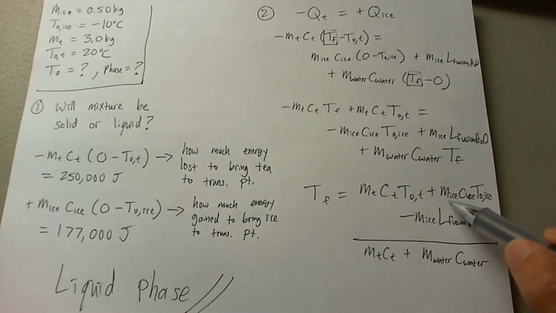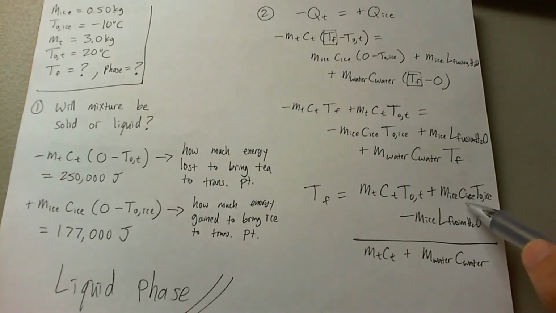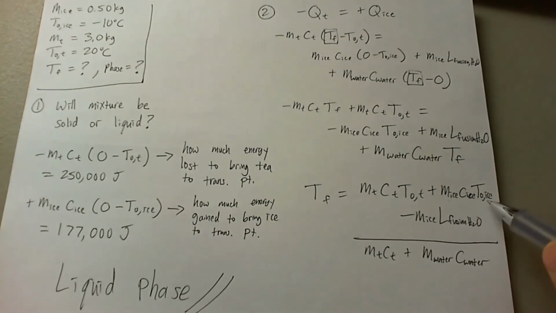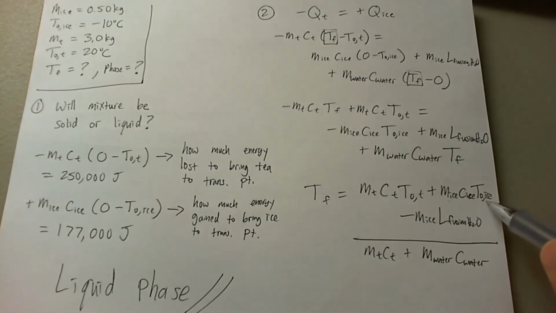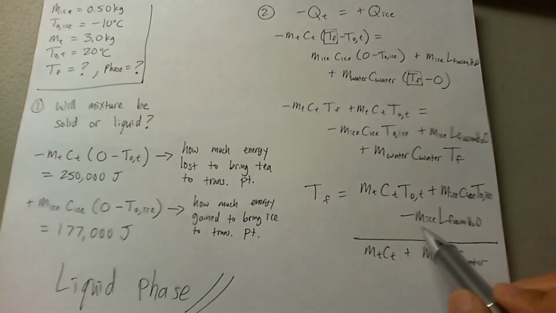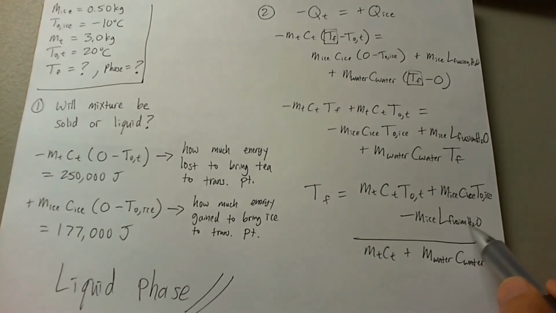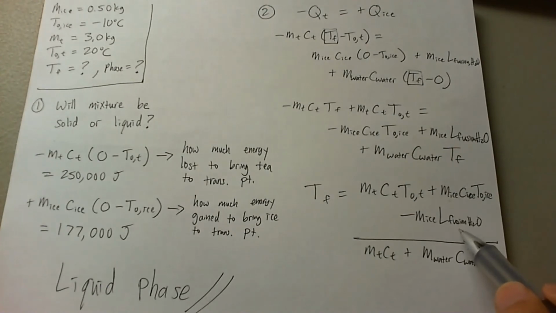Mass of the ice is a half kilogram. Specific heat of ice is going to be 2090 joules per kilogram Kelvin. Again, this is found online. The initial temperature of ice is going to be negative 10 degrees Celsius. Mass of ice already given. The latent heat of fusion for H2O is 333,000 joules per kilogram. That's found online.